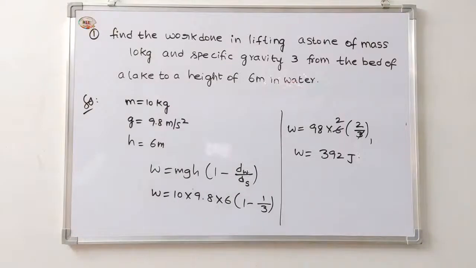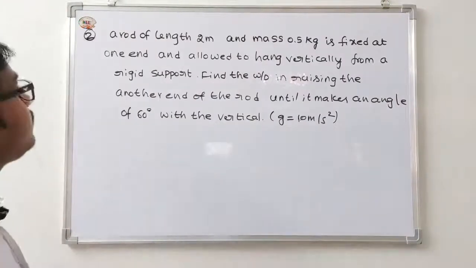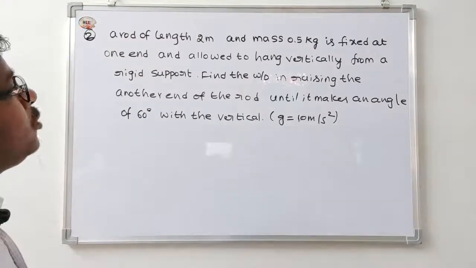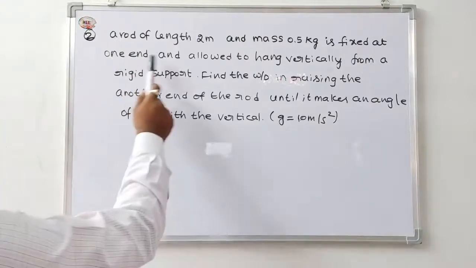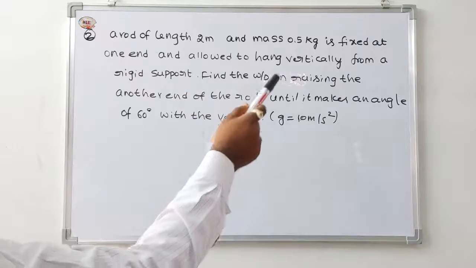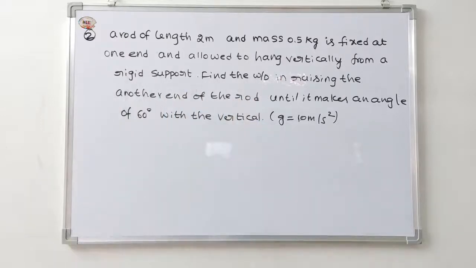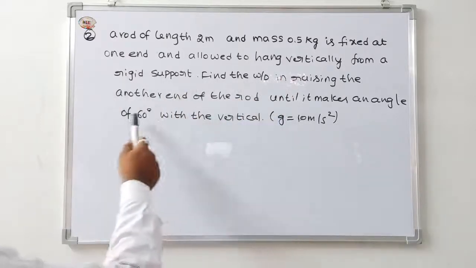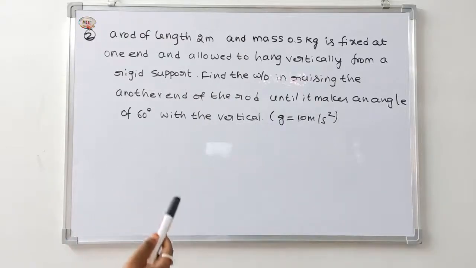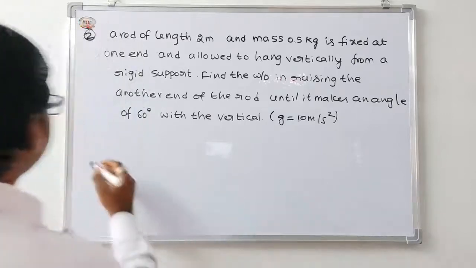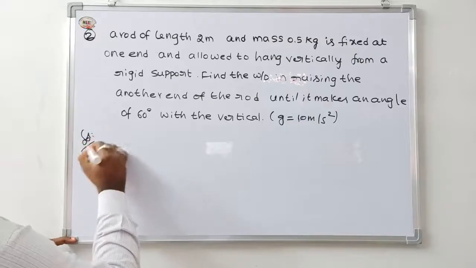Next, let's discuss the second problem. A rod of length 2 meter and mass 0.5 kg is fixed at one end and allowed to hang vertically from a rigid support. Find the work done in raising the other end of the rod until it makes an angle of 60 degree with the vertical. Take g equal to 10 meter per second square. First, draw the diagram. It's a very simple, direct formula based problem.